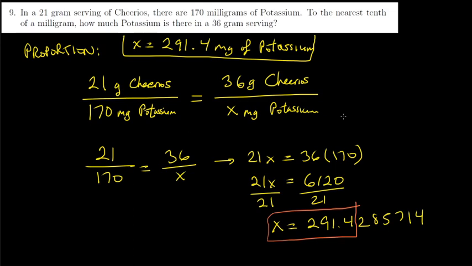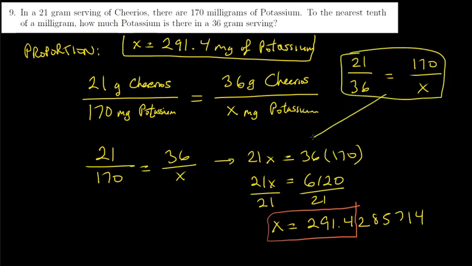So if you didn't set it up this way, you could do it another way, right? You could say 21 grams of Cheerios over 36 grams of Cheerios, right, is going to be 170 milligrams of potassium over x grams of potassium. So different equation, right? But when you cross multiply, you end up with the same thing here. Okay, so yeah, there's other ways you could set up the equation that would work, but you have to set up the equation. All right.